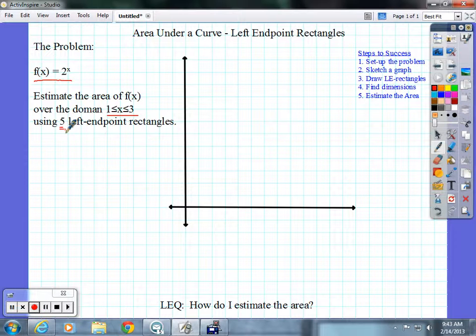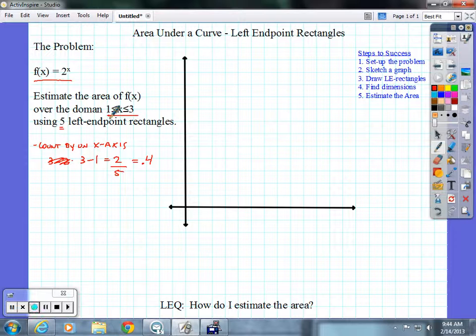Setting the problem up will make this a little neater to look at. First we figure out what to count by on the x-axis. We take our domain, 3 minus 1, which is 2, and divide that by how many sections, which is 5. That means our x values are going to change by 0.4 each time. So we're going to start at 1, and count by 0.4s until we get to 3.